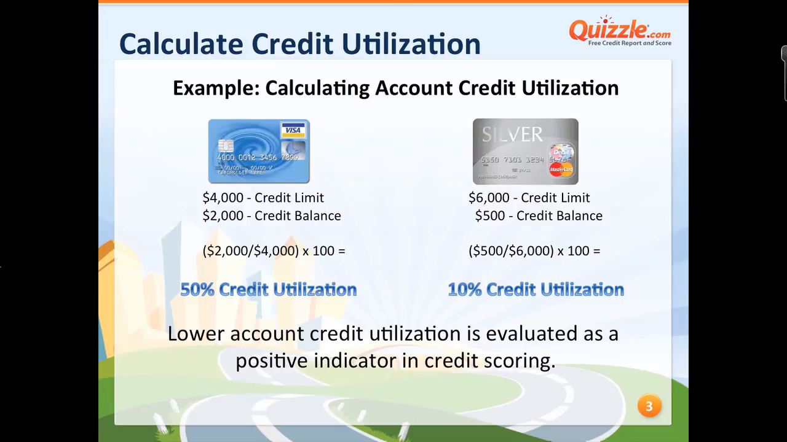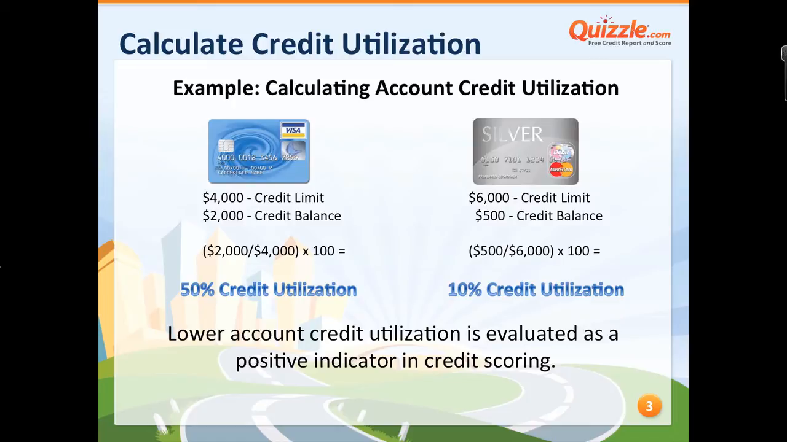Let's say that you have two credit cards, a Visa and a MasterCard. The first numbers we want to get are the credit limits and the credit balances. In this scenario, I have a $4,000 credit limit on the Visa. I'm actually using $2,000 of that, or I have a credit balance of $2,000 on that credit card. And in order to calculate utilization, I simply take the credit balance, which is $2,000, divided by the credit limit, which is $4,000. That's my total available credit. And then I'm going to take that number and multiply it by 100 to give me a percentage. In this particular case, I have a 50% credit utilization on this particular credit account.